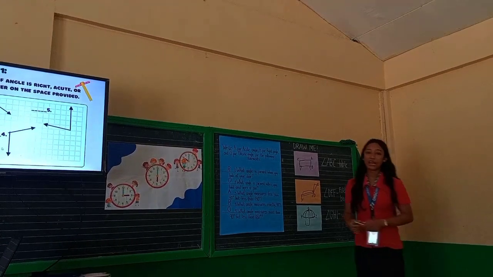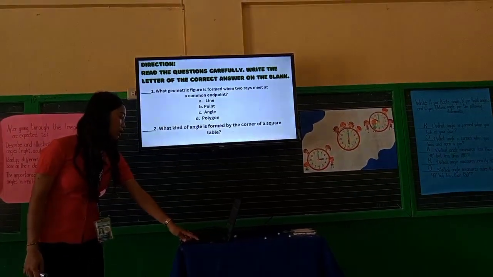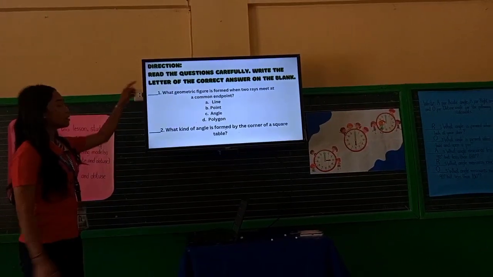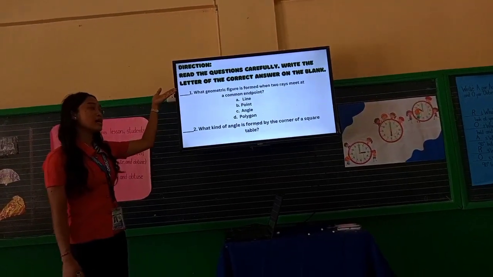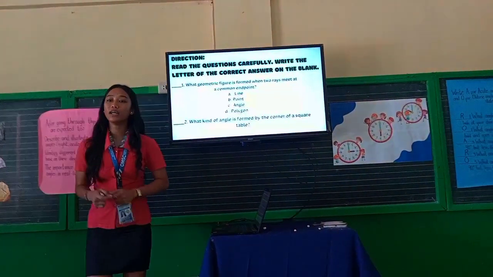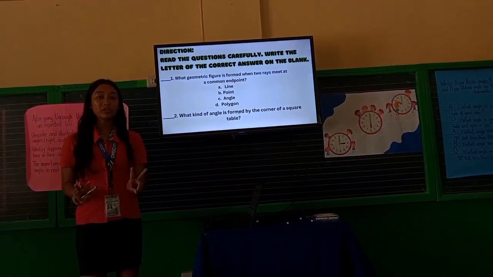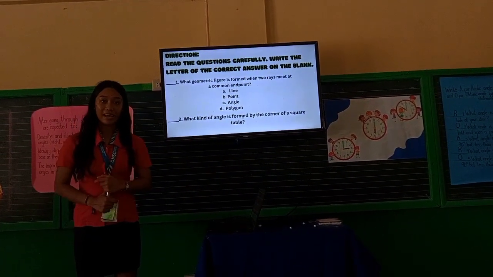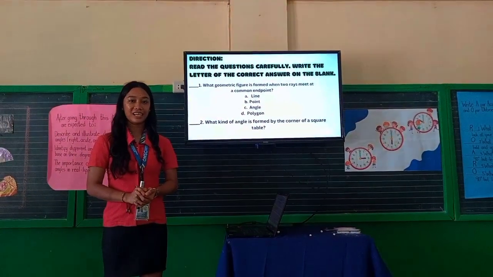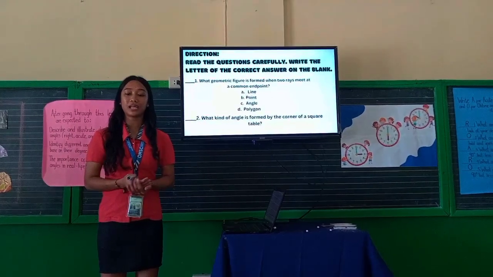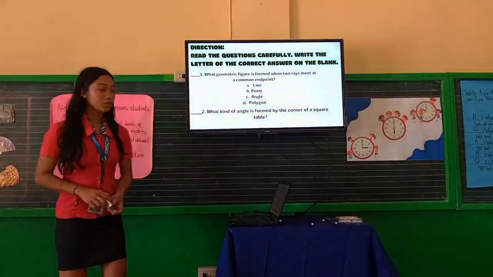Now, I have here an individual activity. Direction. Read the questions carefully. Write the letter of the correct answer on the blank. Everyone will answer on the piece of paper. I will give you 2 minutes to answer this. Alright? Are you done, everyone? Kindly pass your papers forward. Now, let us check if your answers are all correct.